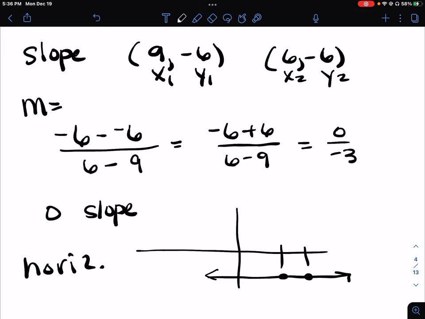Okay, if we graph those, 9 negative 6 means right and down. 6 negative 6 means right and down. We can see a horizontal line. Okay, a horizontal line. Let me rewrite that as messy.